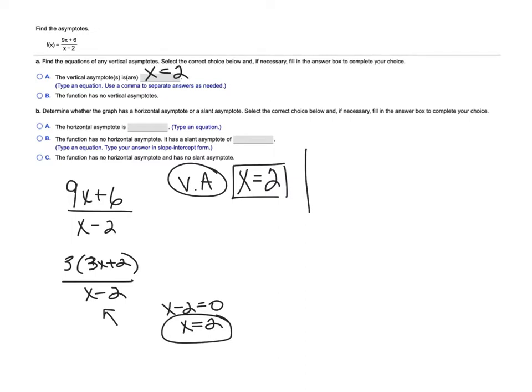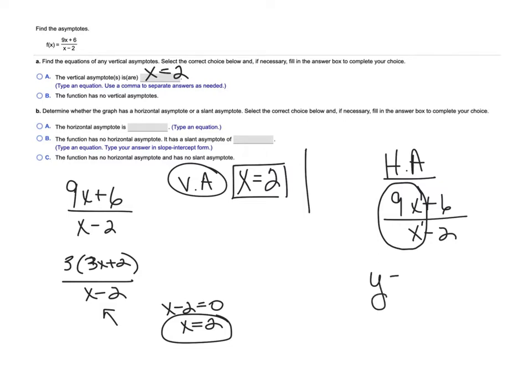Now for B, let's look at the horizontal asymptotes. Now remember, with the horizontal asymptotes, this is one you ought to be able to answer in a few seconds. You basically look at the leading terms. The leading two terms are right there, and that tells you everything you need to know. So now in this case, if the exponents are the same, which they are, they're both 1, then your horizontal asymptote is the coefficients right in front, 9 over 1, which is 9.